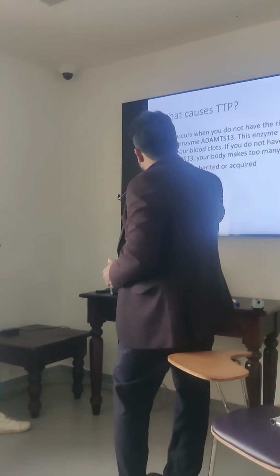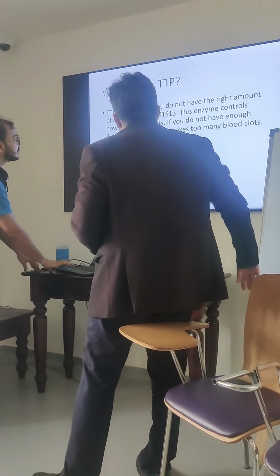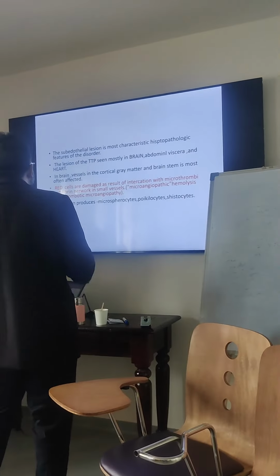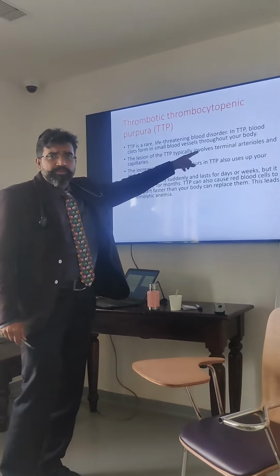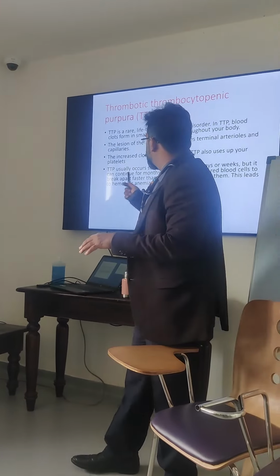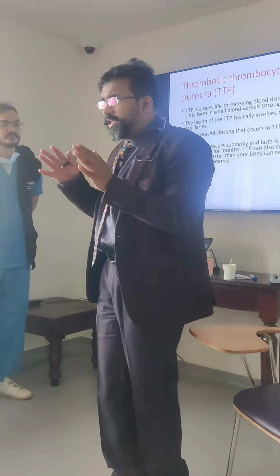Very, very important, because when you go to the earlier slide, one slide before this, one more slide before this, see what he says. It is a rare life-threatening blood disorder. First of all, in which category of patients will you see it? Usually you see it in young adults, 40, 50, 60 years.